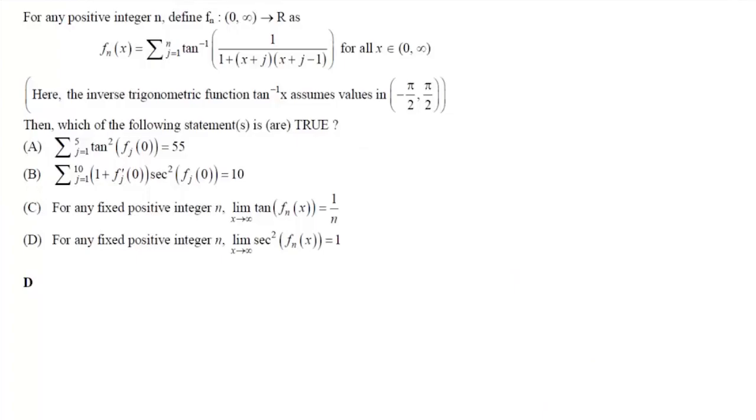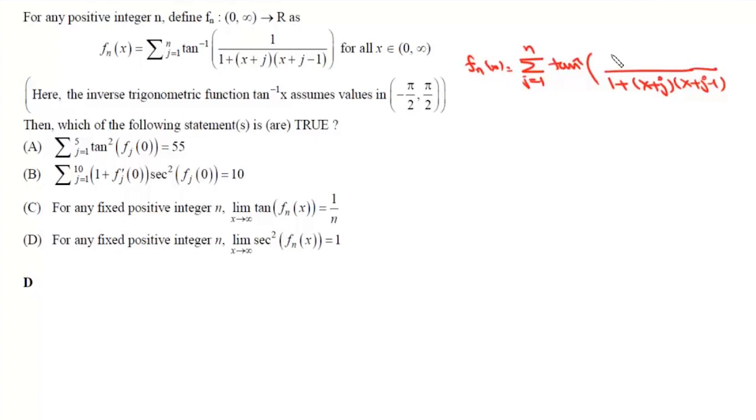Now for this question, we are given this function f(x), which is the summation, j varies from 1 to n, of tan inverse of 1 upon (1 + (x + j)(x + j minus 1)).